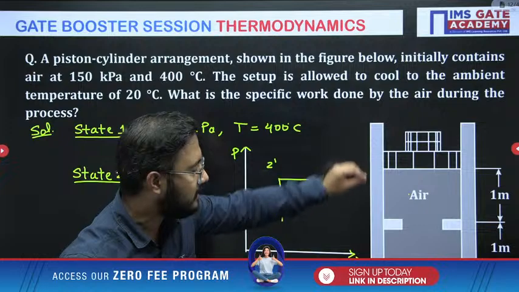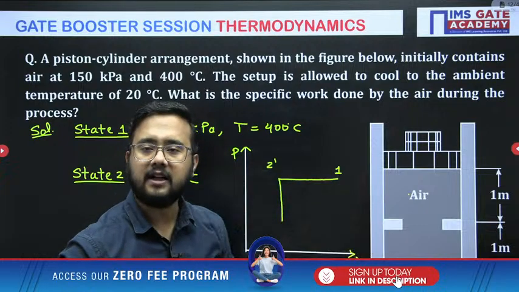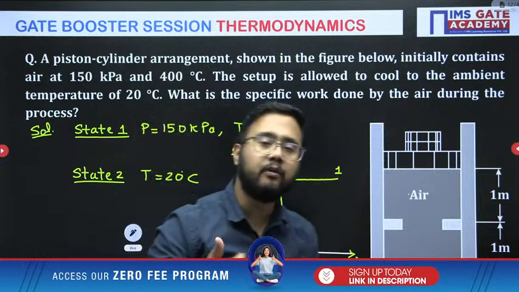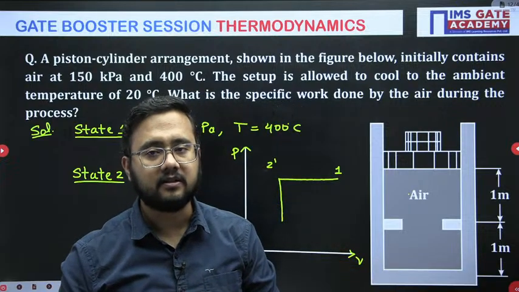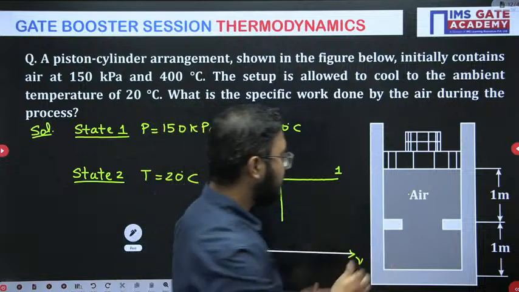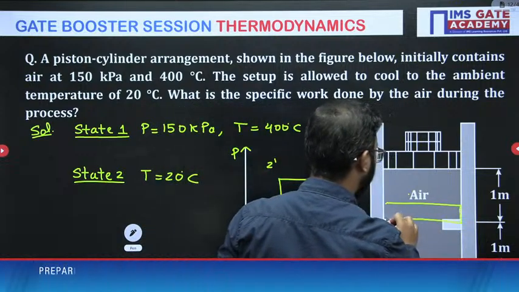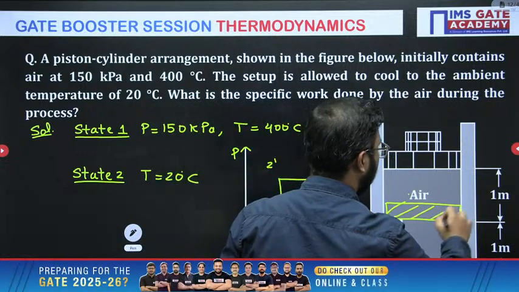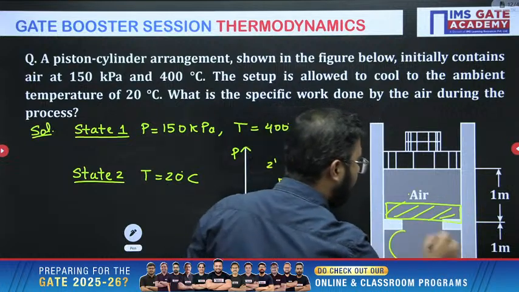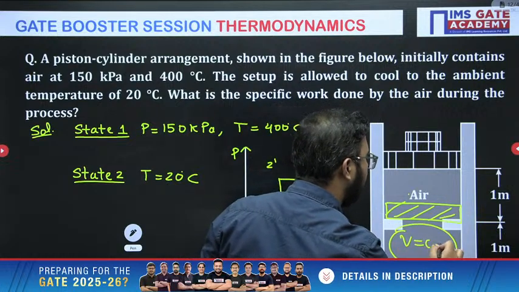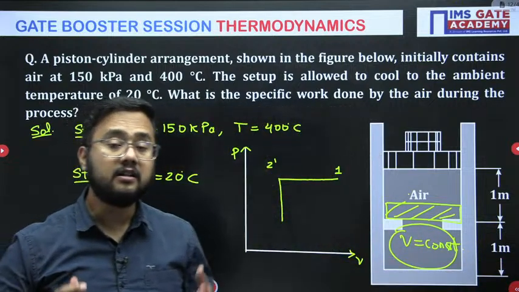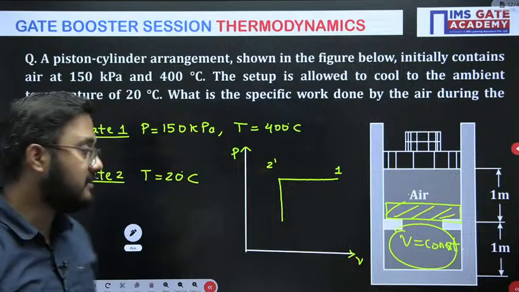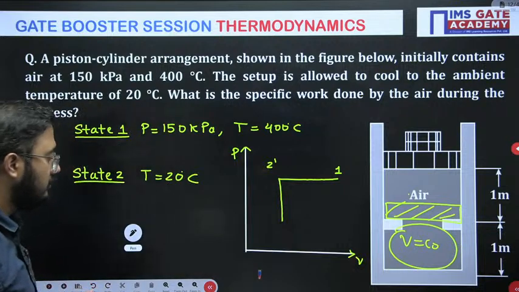Once the piston has touched the stopper, after that it cannot move. What kind of process will happen in the system? Just think about it. When the piston reaches this point, it cannot move further. What will happen? This is a constant volume process because the volume is not changing. It is a constant volume process. Please understand, this is a very, very important part.